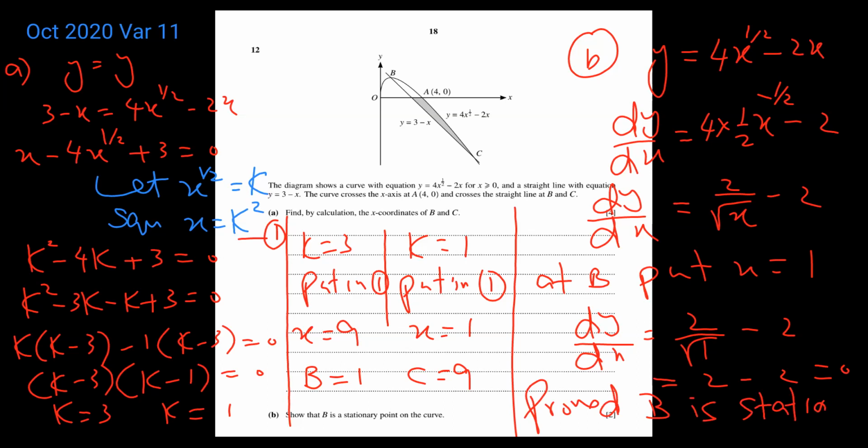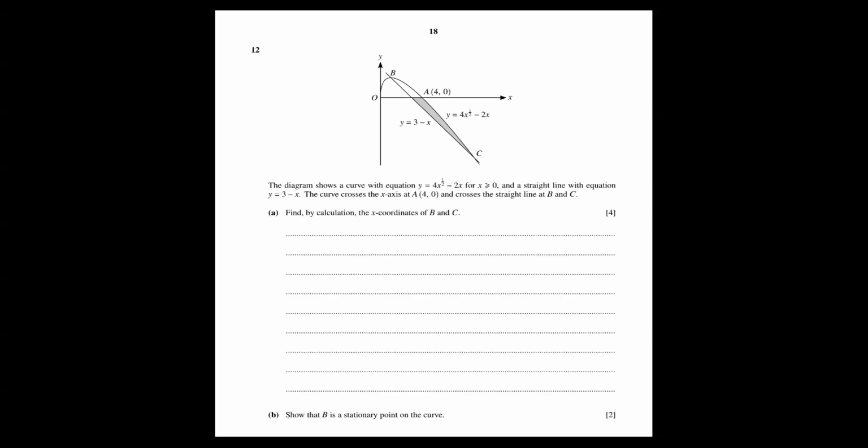Stationary point. Second method, if you don't like it: put the derivative equal to 0 and solve for x. If you get 1, it proves the B coordinate. So alhamdulillah, parts A and B are over. Then I'm going for part C on the next page, and the next part is a 6-mark question.